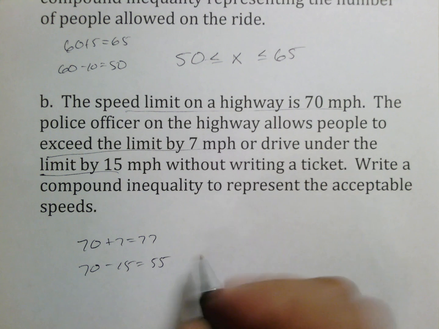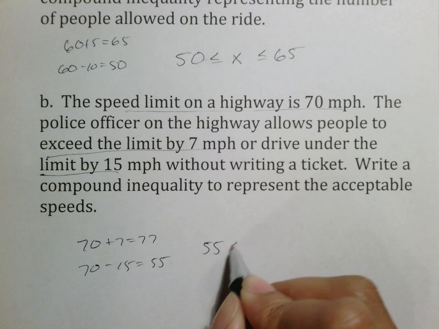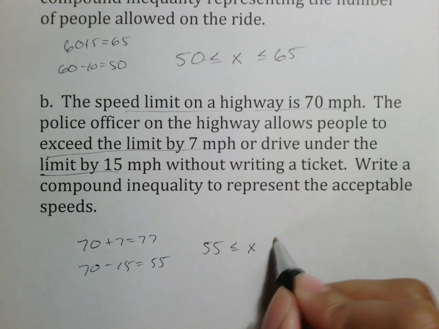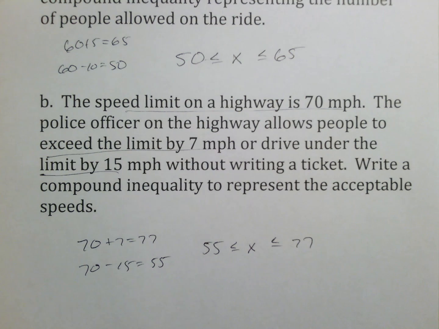And so when you go to write this, you put low number first, the less than or equal to symbol, because 55 is okay, x, which is less than or equal to 77.